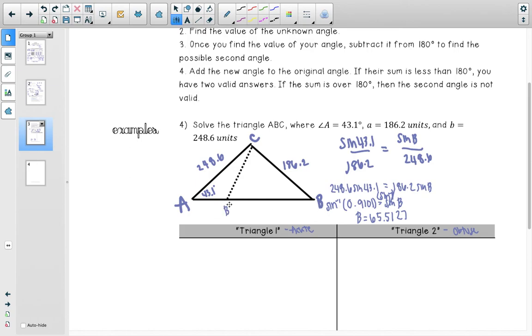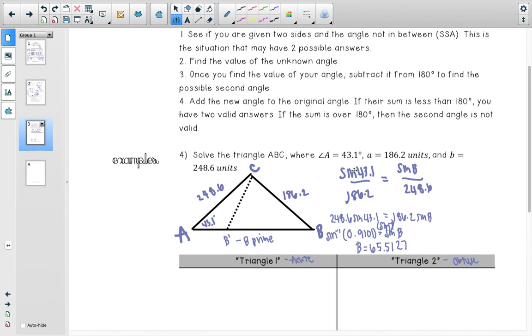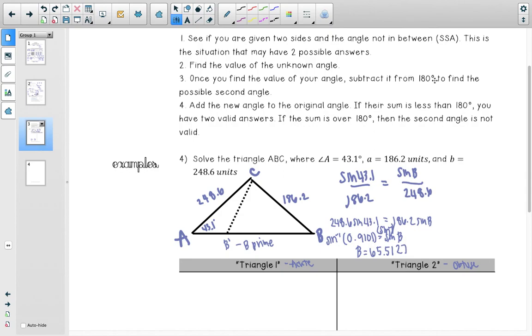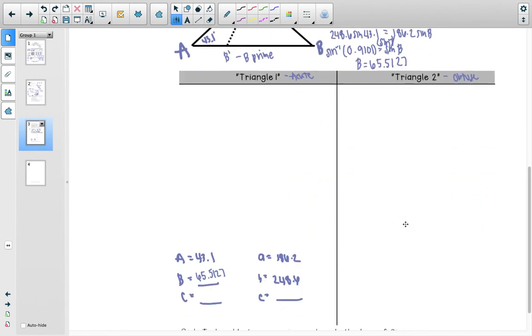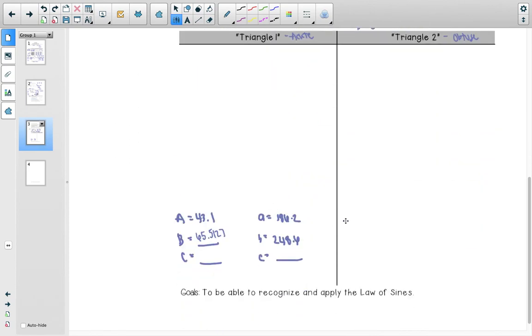So what we do is we put this little apostrophe. It's B prime is how you say it. Calculus does stuff with prime, but that's a little bit different here. And it's the other angle it could be, which is an obtuse angle. So what you do is you take whatever value you get and subtract it from 180. So to find this B down here, let's write this information in real quick.